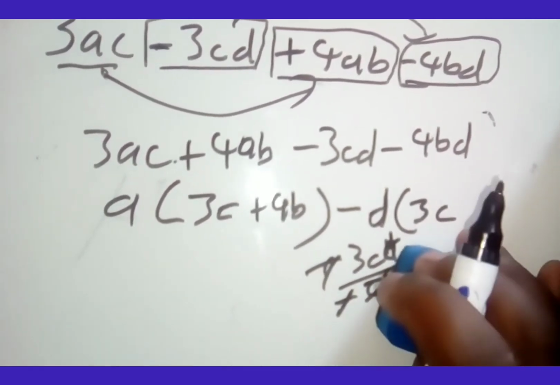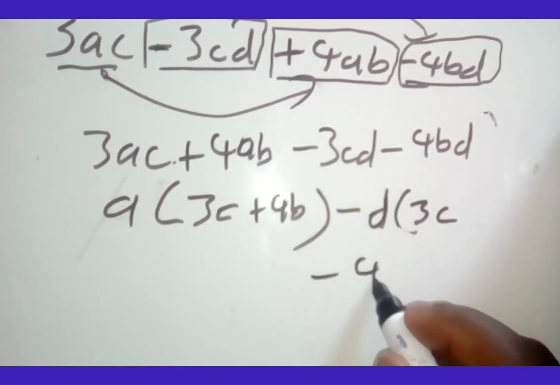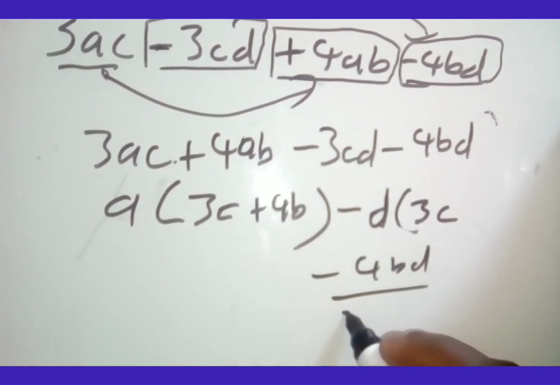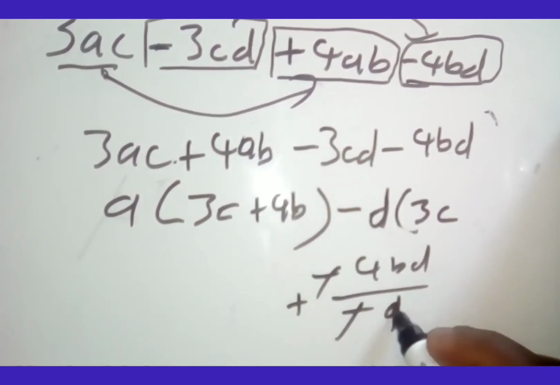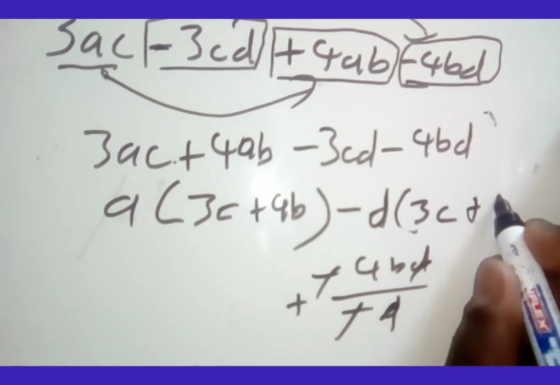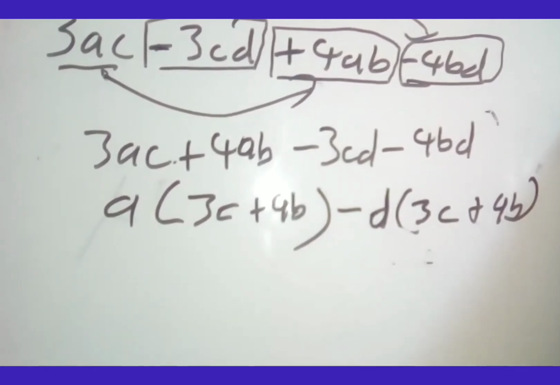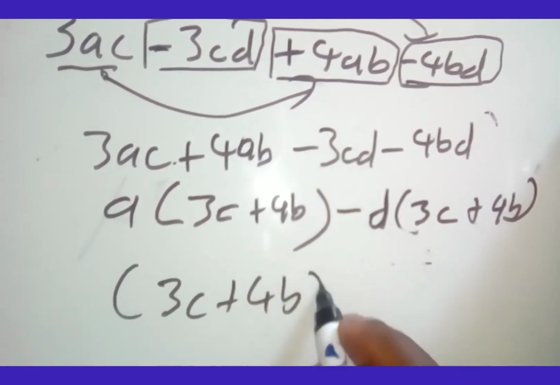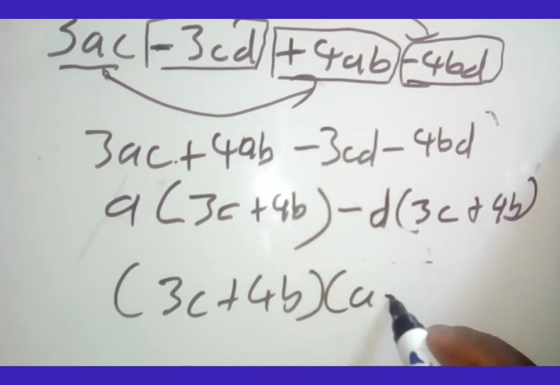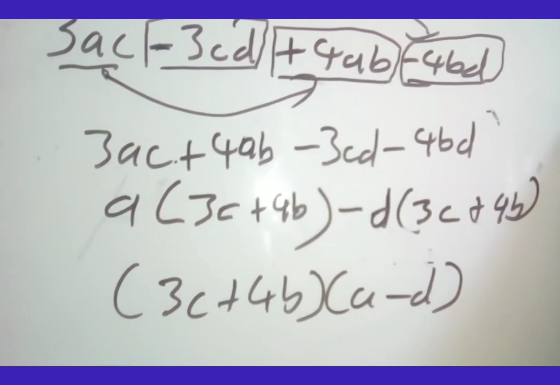Negative divided by negative is positive, right? So we'll be left with positive there. And then negative 4BD divided by negative D: negative divided by negative is positive, and the D's will cancel and we'll be left with positive 4B. And notice the brackets are the same once more. So we just write them down and group this. So A minus D. There, exactly the same answer.